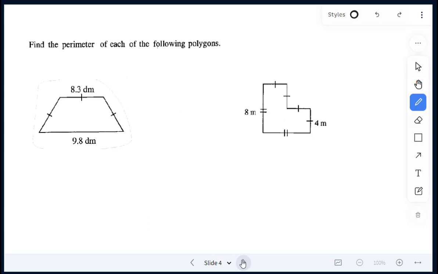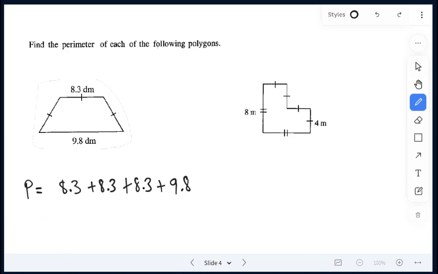We got a couple other examples here. Again, if you see these single tick marks, that means those three sides have the same length. So in this case, 8.3 decimeters. This is also 8.3 decimeters, and this is also 8.3 decimeters. On the bottom here, this length is 9.8 decimeters. So quickly add that up. What do you guys get?